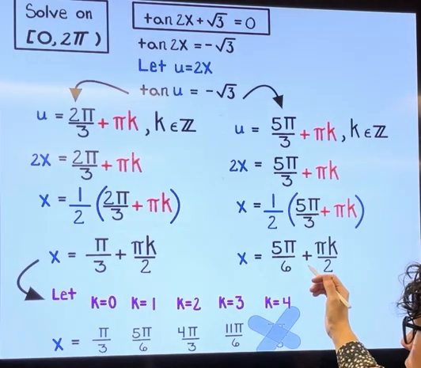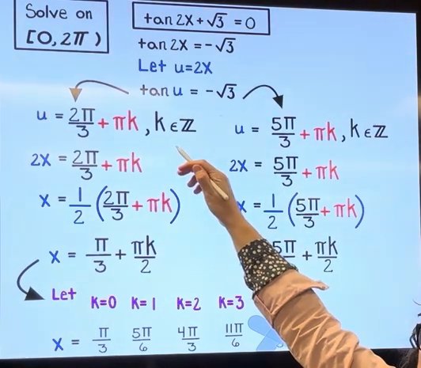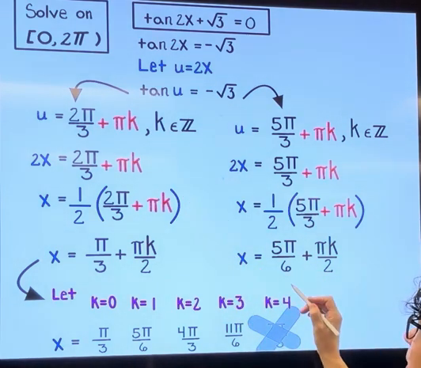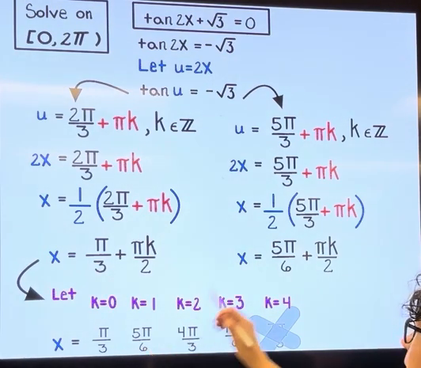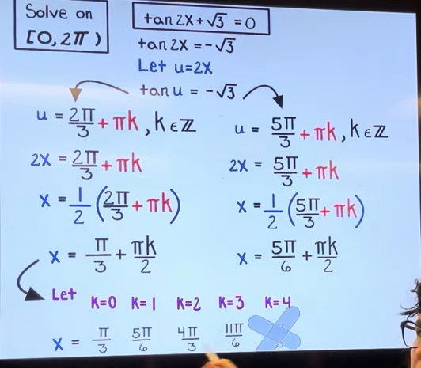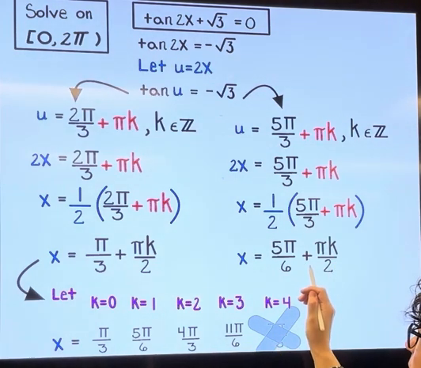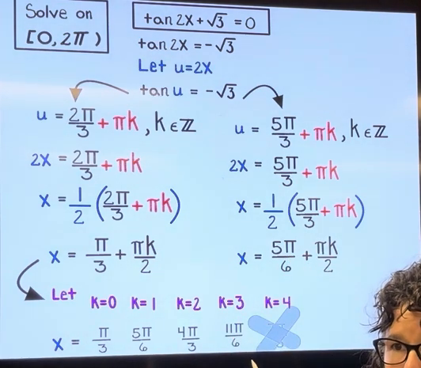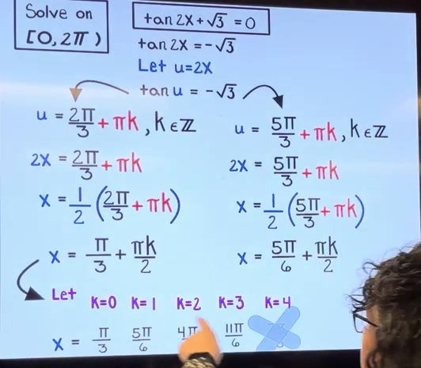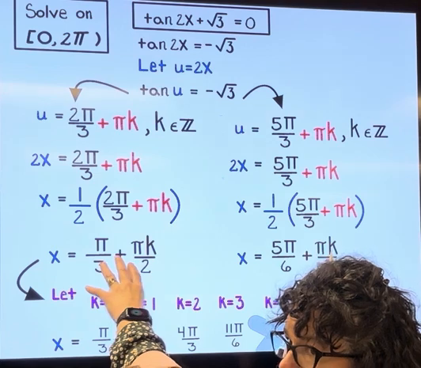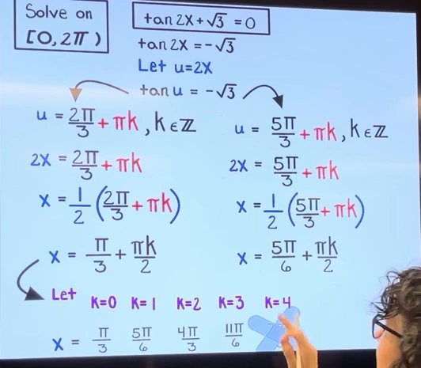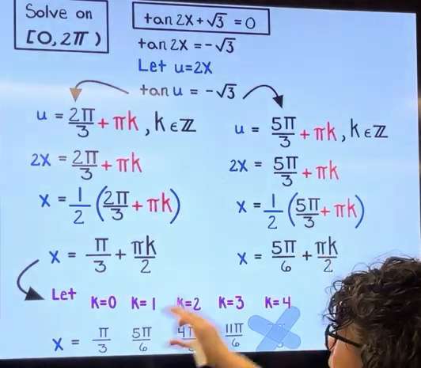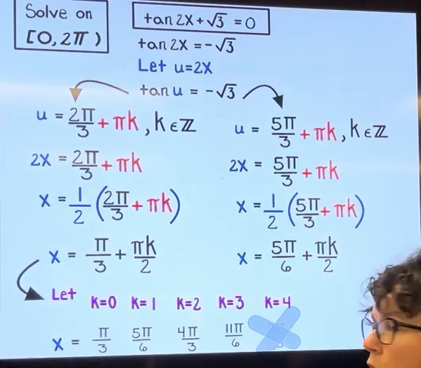If I plug in -2, I'm going to get something smaller than 0, so that doesn't work. Then if I plug in 0 into this, I get 5 pi over 6. If I plug in 2, I'm going to get another one of these angles. Every single number I plug into this that is an integer gives me duplicates. But if you plug in these numbers into both of these, technically, all the answers that you get that are between 0 and 2 pi are your answer. But I didn't have to do that because this one is going to generate duplicates. So those are all my answers.